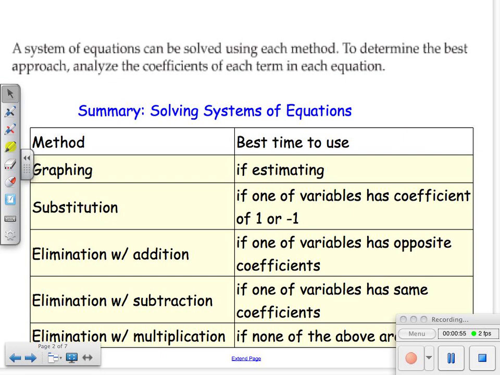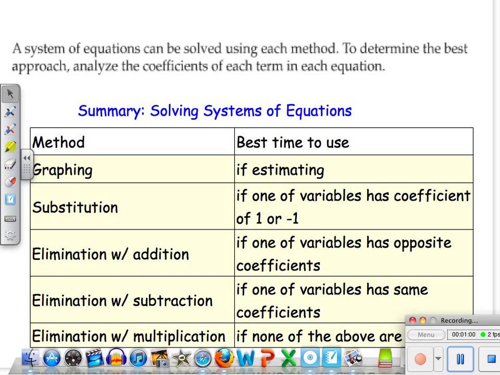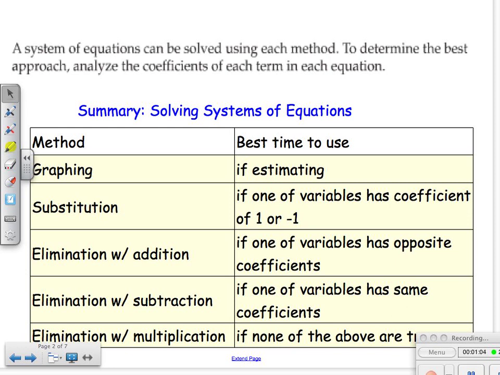Well, before we do, I guess I forgot. I had a little slide here. Let's see if I can slide that down a little bit. Okie doke. Here's a little chart to help you decide which is the best method to use. And you might want to copy down this chart to help you remember what to do.